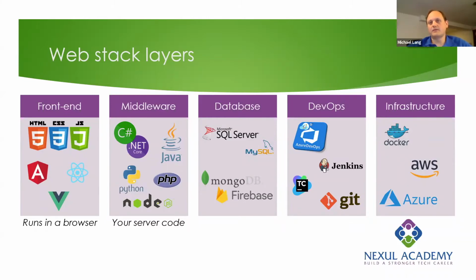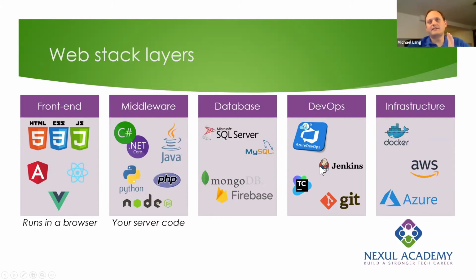MongoDB and Firebase are more key value storages. They are great for really large data sets and documents where maybe not every record has the same exact columns and the same data points. And so that might be an option as well. So keep that in mind.